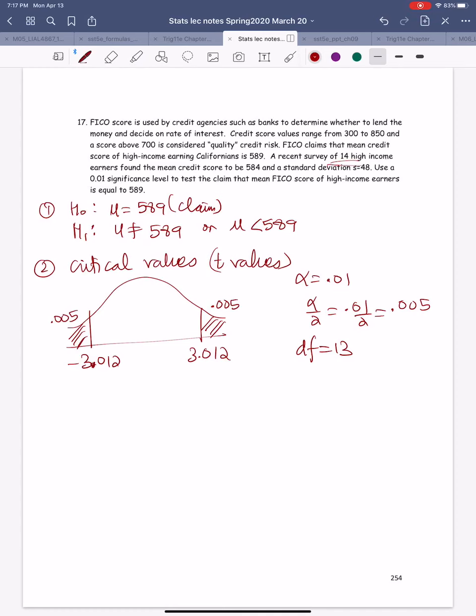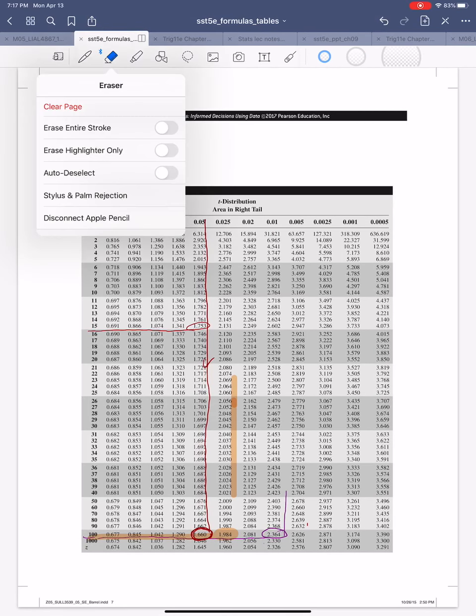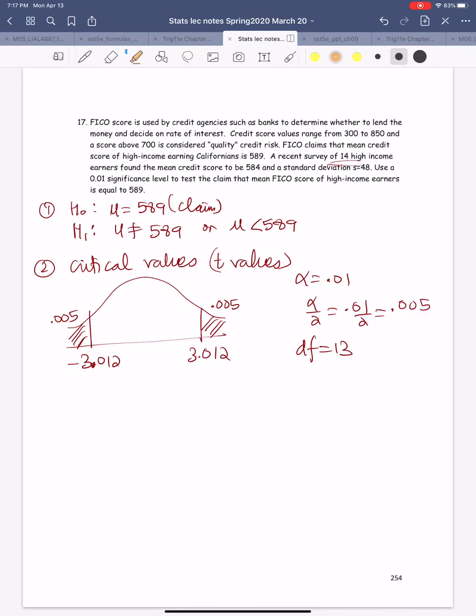We can look at the table. Degrees of freedom is 13, 0.005. There it is. So we're going to go back to the notes. So we have our degrees of freedom.